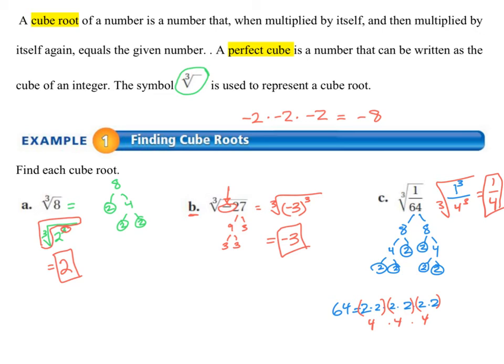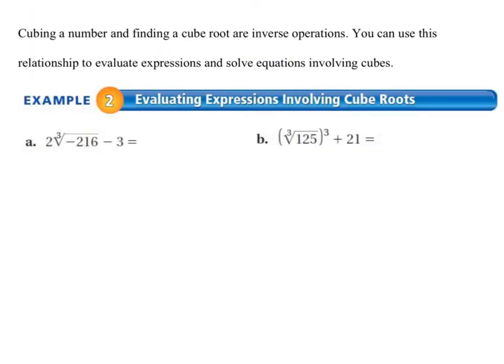And the more you practice this, the more you'll recognize which numbers are perfect cubes. You'll just be using them. You can use that chart that you have at the beginning of the note packet on page 1. That's really helpful. Please do use the chart and use a calculator if you're trying to factor out a big number. Use the tools that you've got. So as I said, cubing a number and finding a cube root are inverse operations. You can use this relationship to evaluate expressions and solve equations involving cubes.